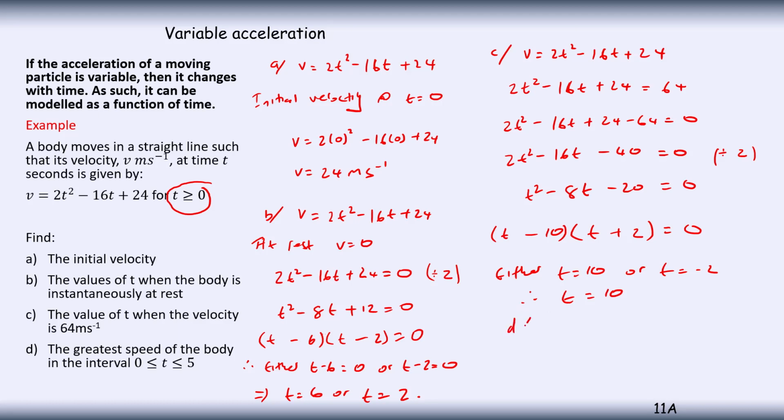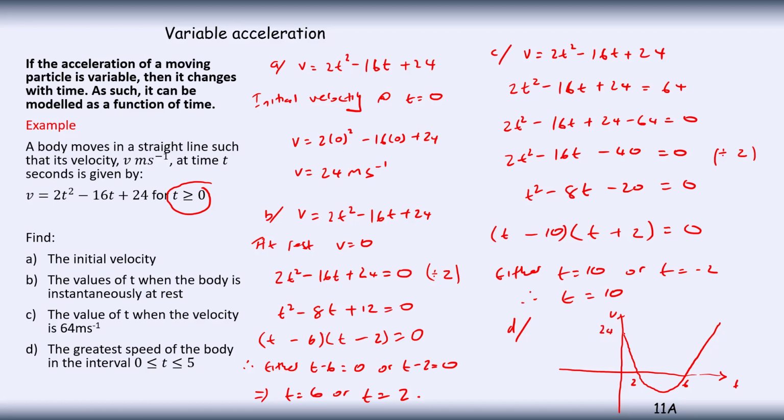And finally, part D. In part D, find the greatest speed of the body in the interval 0 to 5. Now, to do this part, we can sketch the curve. I haven't got very much room, so I'm going to try my best here. We can sketch the curve in terms of v and t. And we know that initially it starts at 24. So if we say this is 24, and then it dips down to be instantaneously at rest at 2, and then at 6.